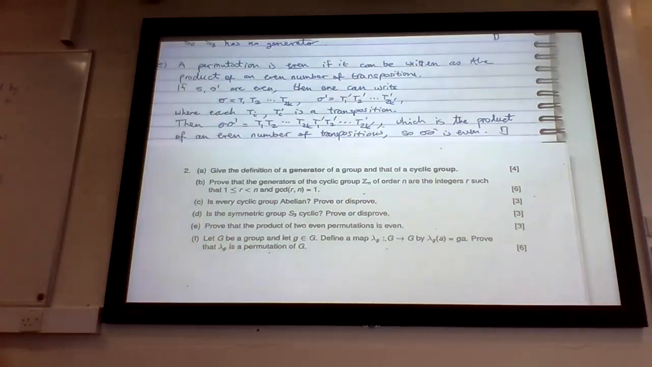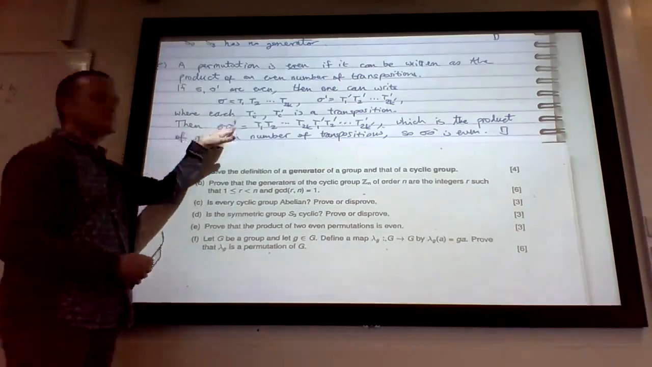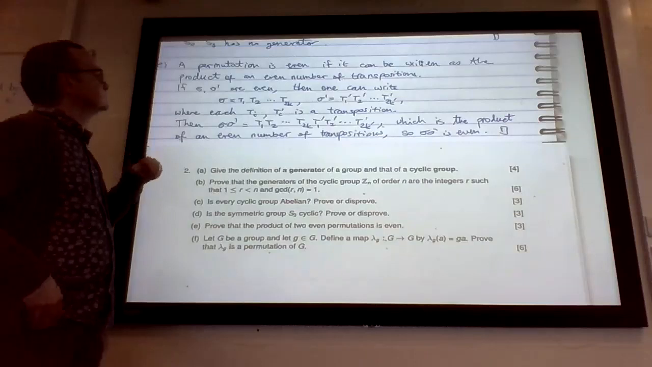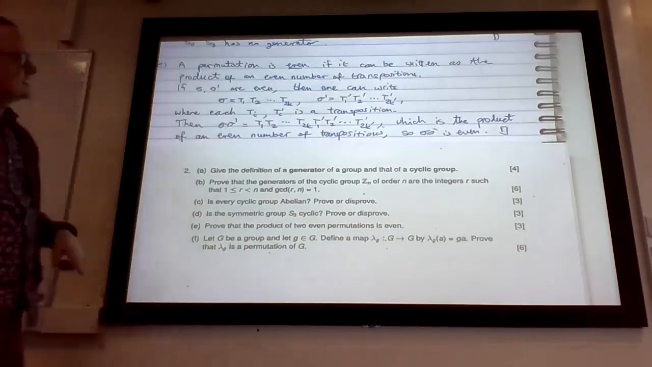Is that sigma prime, sigma dash? Yeah, dash, the same as well. Yeah, it's a little indistinguishable.